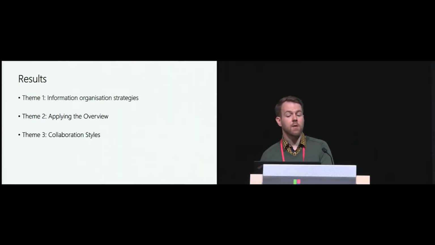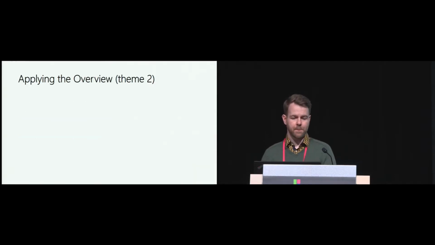In that paper, we also describe our findings across 3 different themes. First, strategies used to organize the information. Second, how they applied the overview in their workflow. And third, the collaboration styles in the groups. And for time reasons, I will only discuss a few of the findings in themes 2 and 3 now.